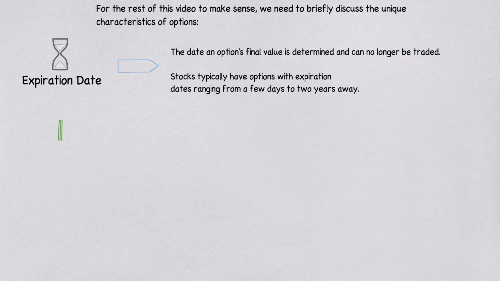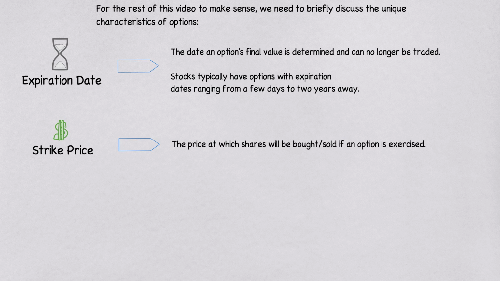Now, the next unique characteristic of options is called a strike price, which is the price at which shares will be bought or sold if the option buyer exercises that option. Now, I know this is confusing, but stay with me because everything is going to make complete sense in a couple minutes.